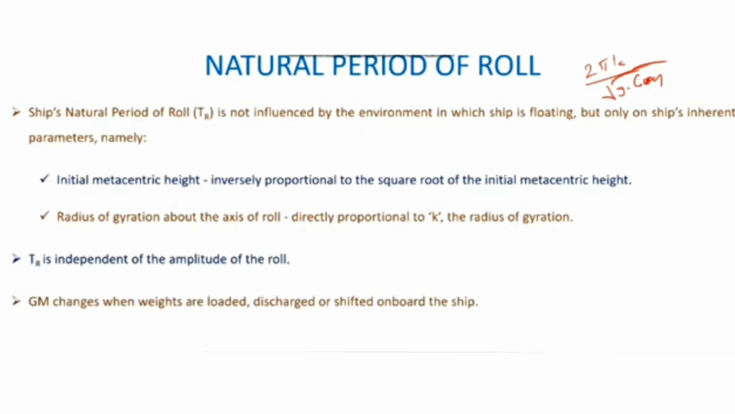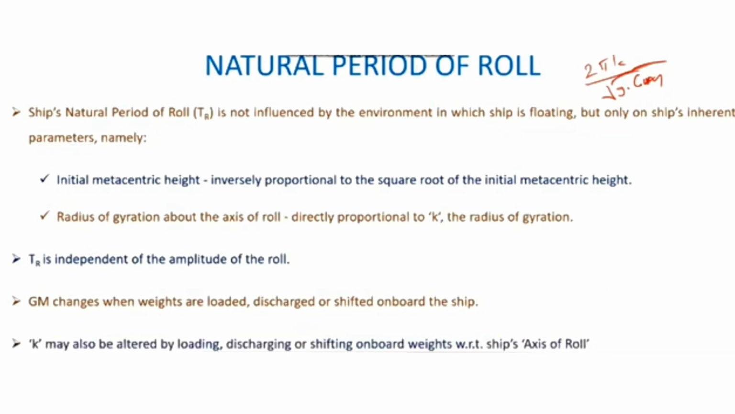Now, how do these factors affect the period of roll? One is GM. How does the GM change? If you load weights, discharge weights, or shift weights, or you deal with the free surface, then the GM would obviously change. How is K altered? K can be altered by loading, discharging, or shifting the weights on board with respect to the axis of roll. And if you alter the K or the GM, obviously your period of roll will change.